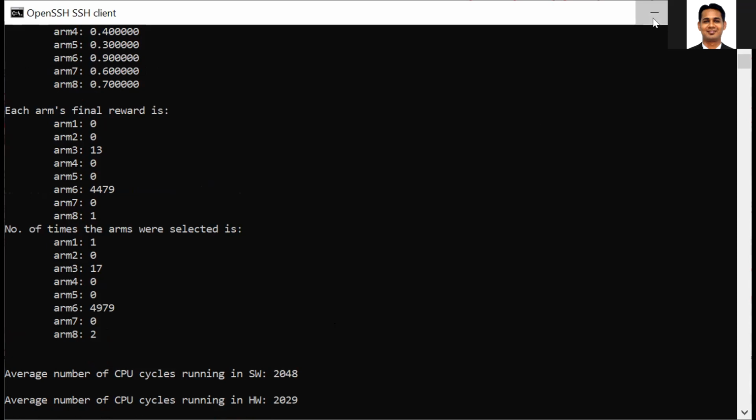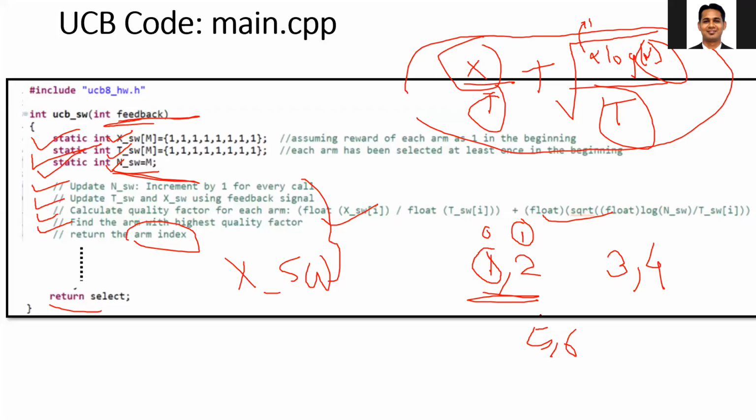Okay, so what are the tasks for you? You need to implement the algorithm in the software. Then you need to implement the algorithm in the hardware, and compare the functionality. You need to make sure that the functionality of the algorithm is correct, and then optimize your code in the hardware so that you can get as much speedup as possible.